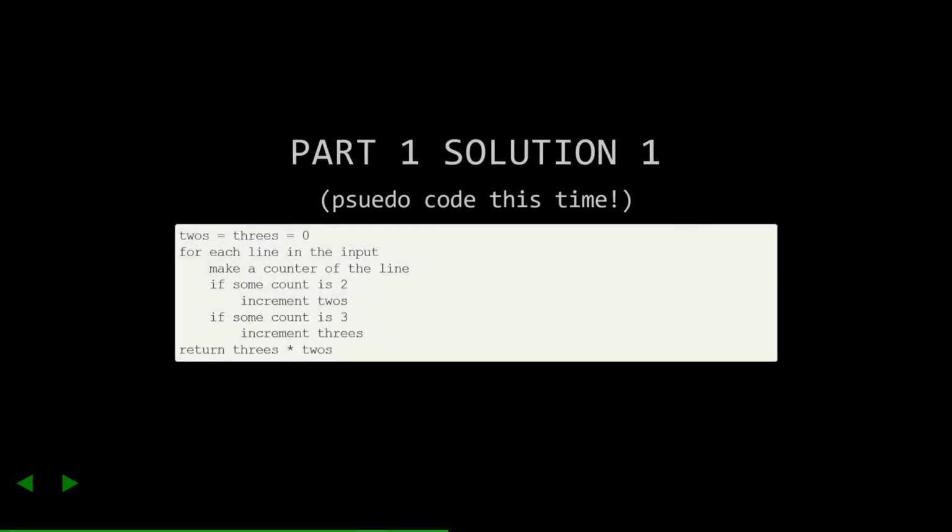Unlike day 1, I'm going to try explaining these solutions in pseudocode, and I'll leave translating it to a language of choice as an exercise for the viewer. If you want to see my solutions, you can check them out on GitHub.